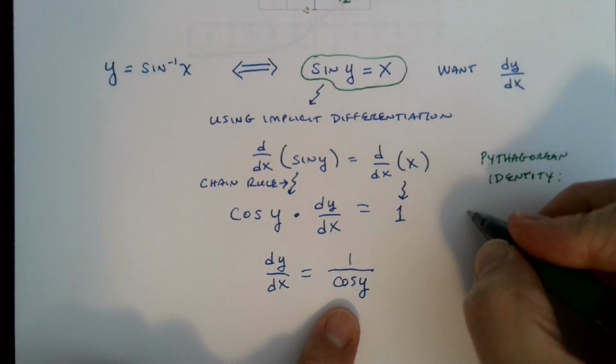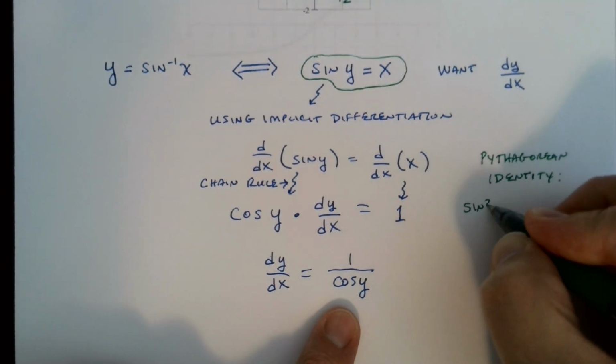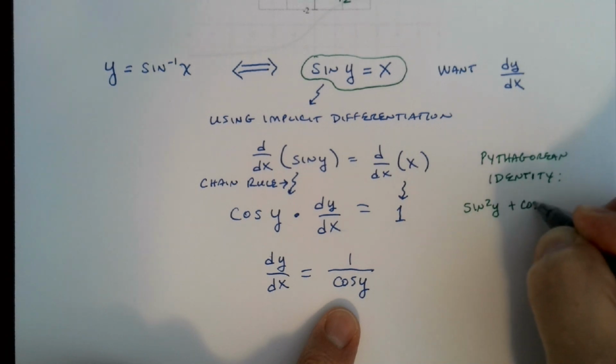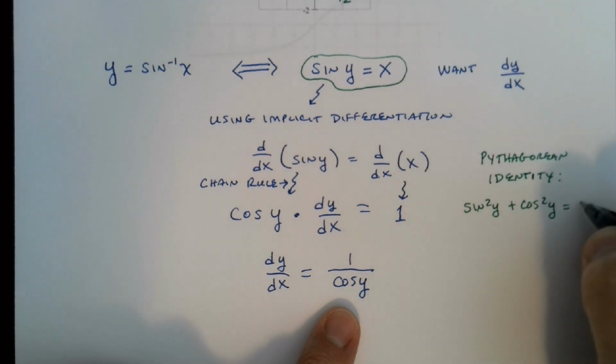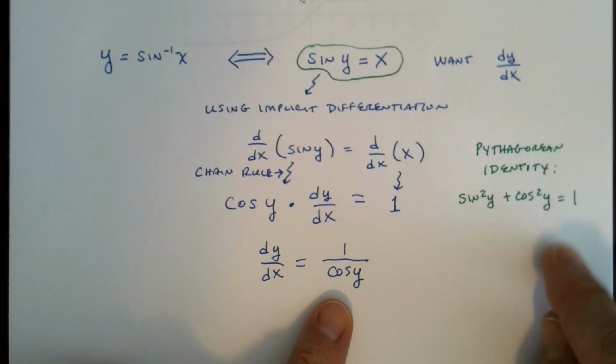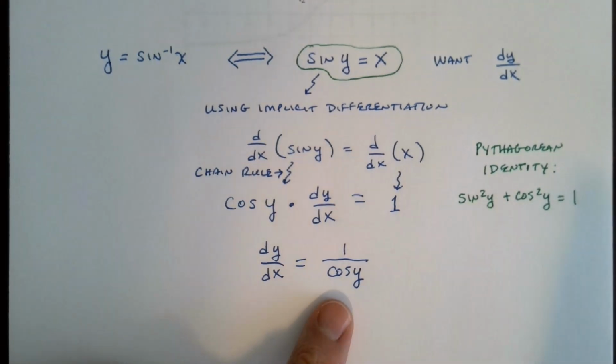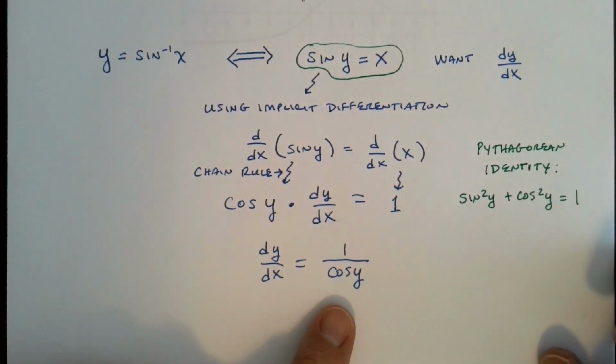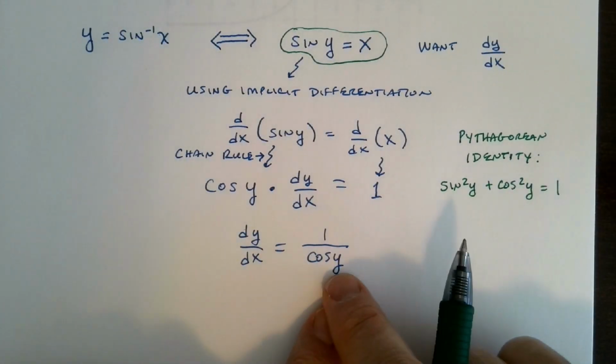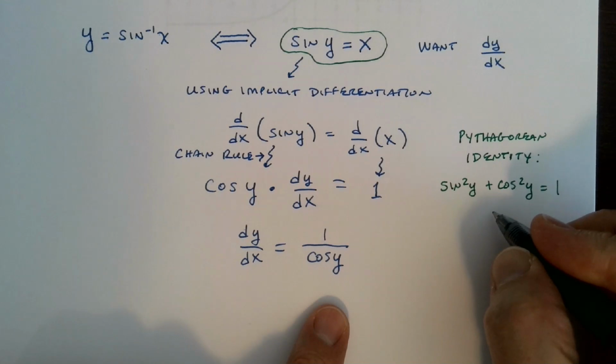And what's that say? It says that sine squared y plus cosine squared y is 1. Okay, this relates these two functions, sine and cosine, together. And what I want to do is find cosine y in terms of sine. So I'm going to solve for cosine y.